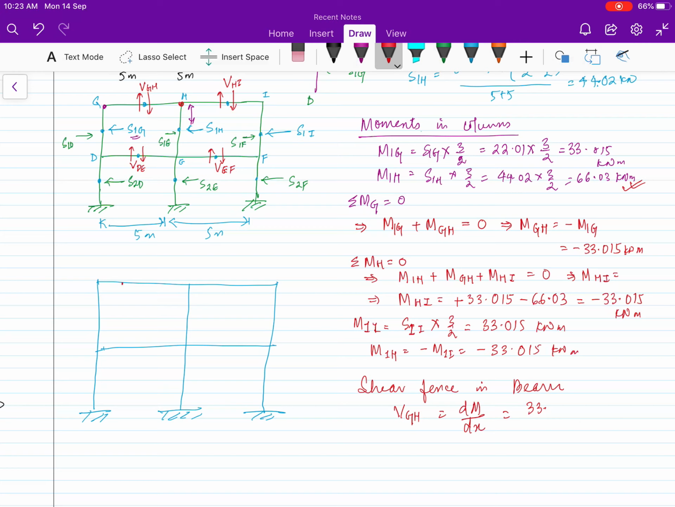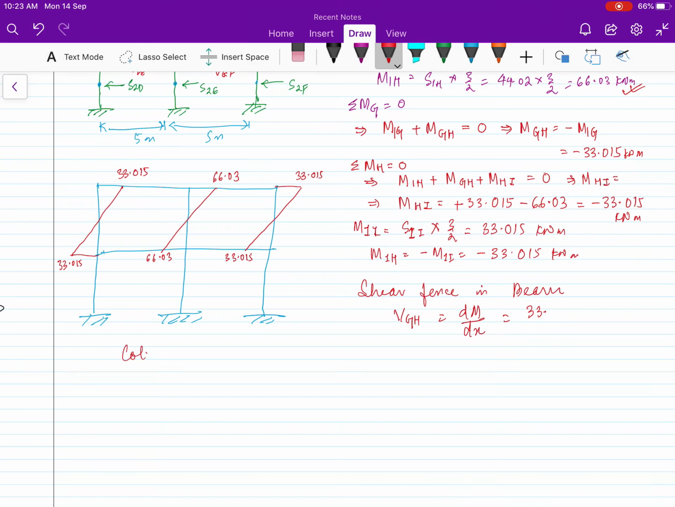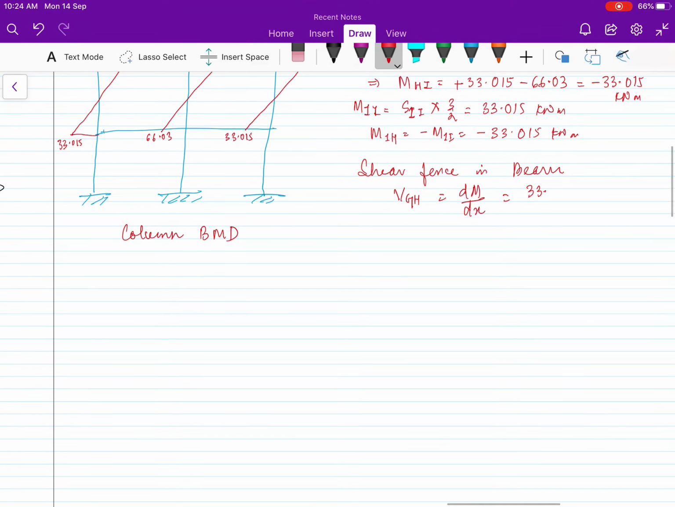So here we got the moment, here is 33.015, and here also. Here we got 66.03. Here again 33.015, 33.015. Okay, in the first level. So this is the column bending moment diagram. We will also be going for the ground floor before that.